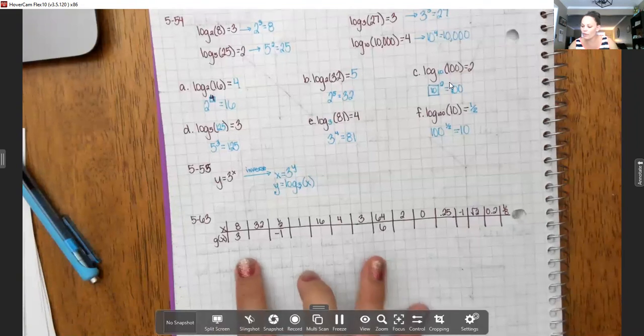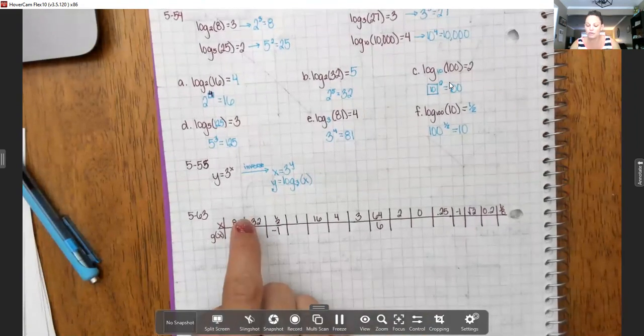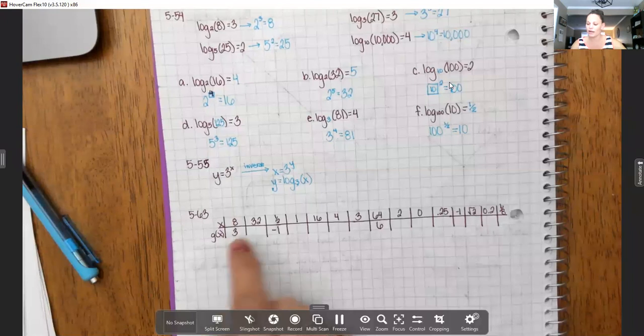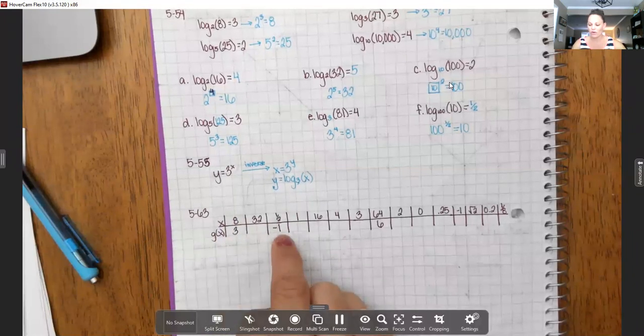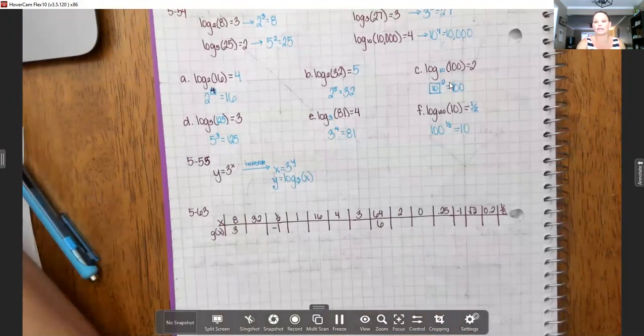So the only three ordered pairs we have so far is when x is 8, y or g of x is 3. So if x is 8, y is 3. If x is 1/2, y is -1. And if x is 64, y is 6.